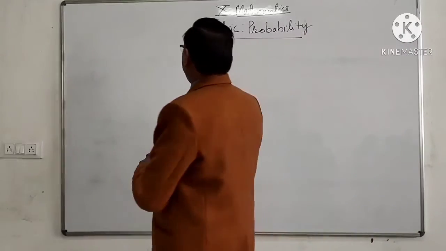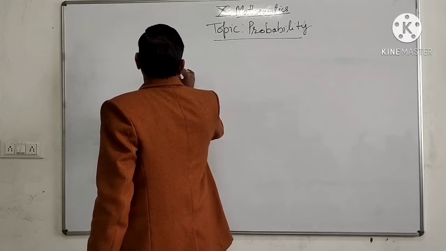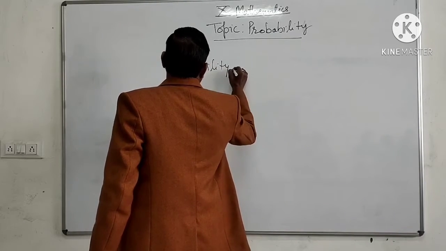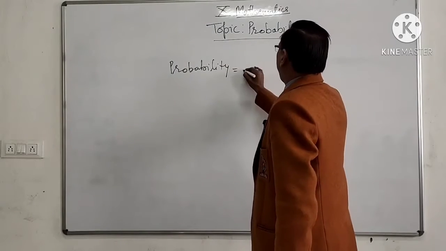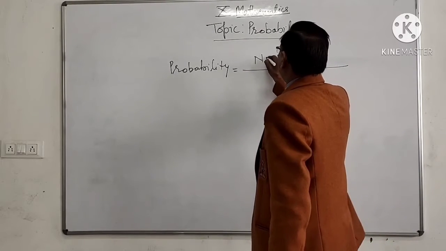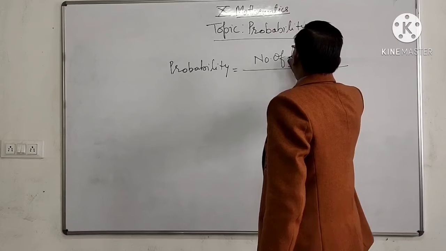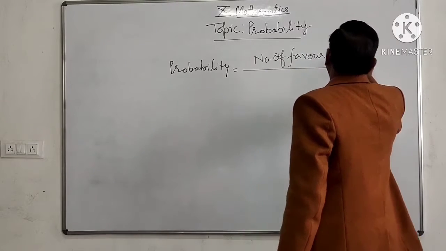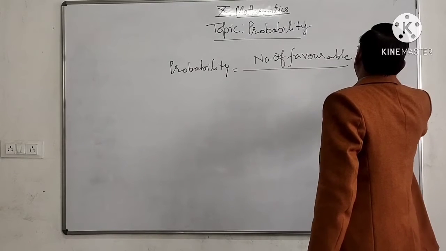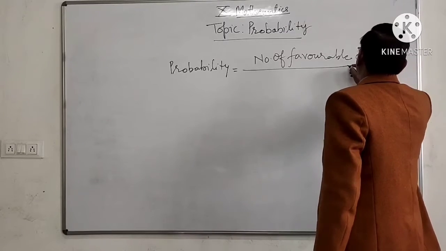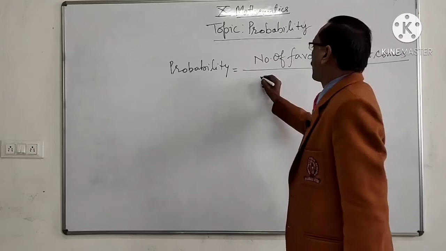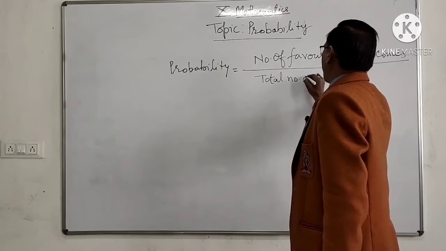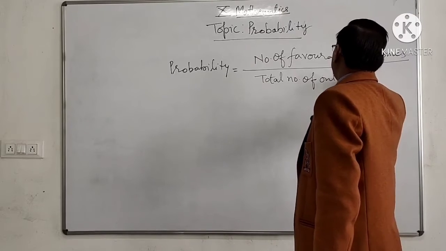Student, if we define the term probability, then it is the number of favorable outcomes upon the total number of outcomes.